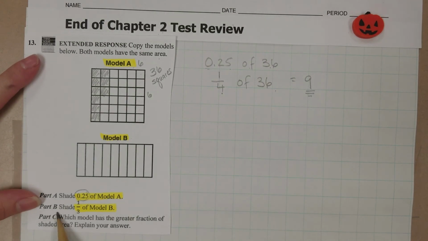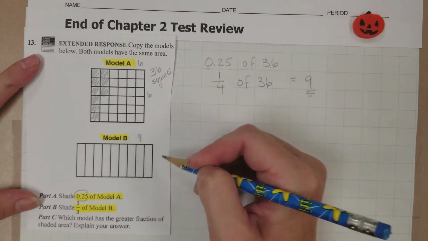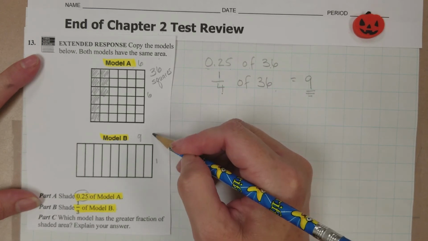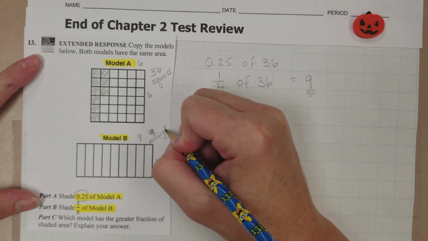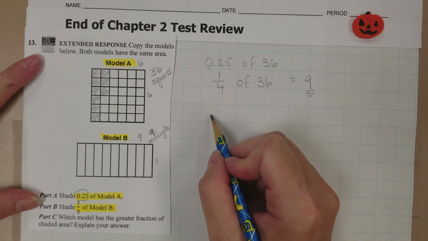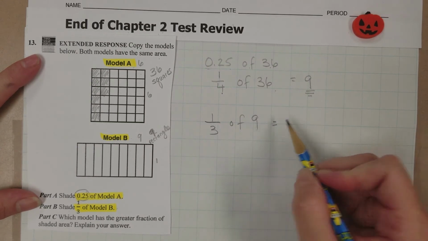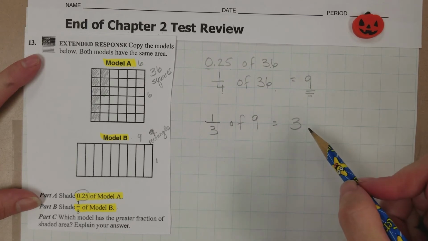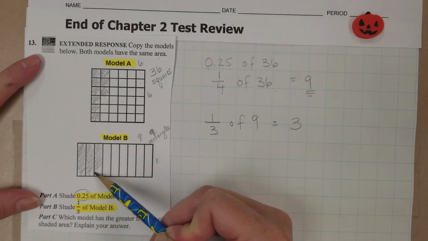Now, part B, shade in 1/3 of Model B. Model B is made of rectangles. And we have 1, 2, 3, 4, 5, 6, 7, 8, 9 rectangles. So this is 9, and this would be 1. So it's 9 times 1, or 9 rectangles. So I want to do 1/3 of the 9 rectangles. That would be 3, because 3 times 3 is 9. So we shade in 3 rectangles.